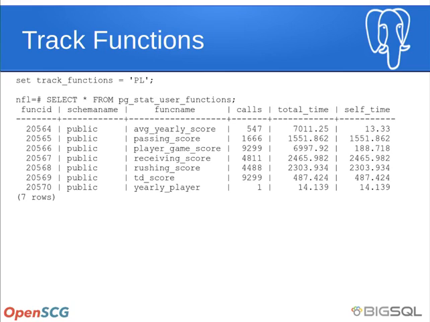So that means the average yearly score here has a self time of only 13, but a total time of 7,000. That means it wasn't in there very long. It kind of passed it off to somebody else. Most of the time was used in one of these other functions right down here, the receiving score. That's the biggest one there. That's part of base Postgres. You could use it now and just turn it on in order to understand what functions are being called inside your system and which ones are taking the longest amount of time.